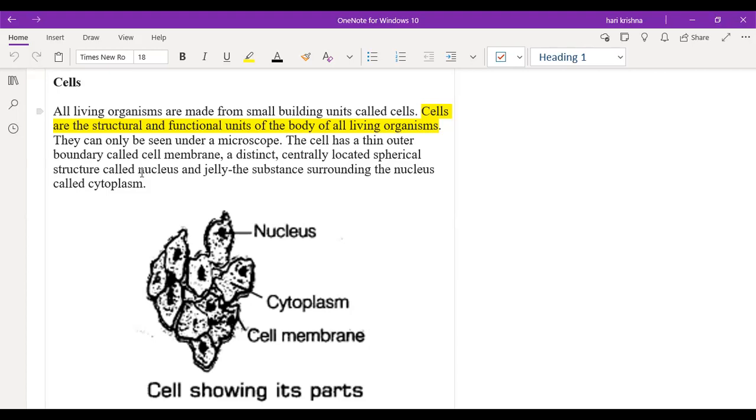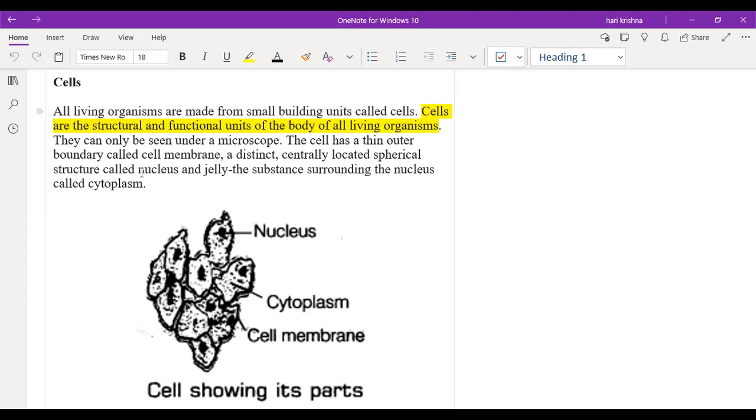There will be a wall. The outer boundary of the cell is called the cell wall or the cell membrane. What is the main use of the cell wall? Just to separate one cell from the other cell, and to bound all the cell organelles within the cell. To keep all the cell organelles within the cell, there will be a cell wall or cell membrane on the outer layer of the cell.